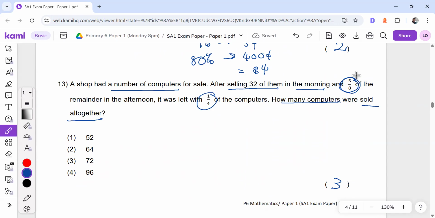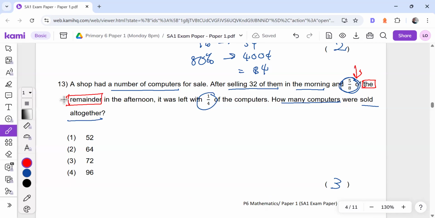What is the fraction talking about? 5 over 8? The remainder. Okay, very good. Your voice is a bit soft. Look at what's behind the "of". Of what? Of the remainder. All right, next person.